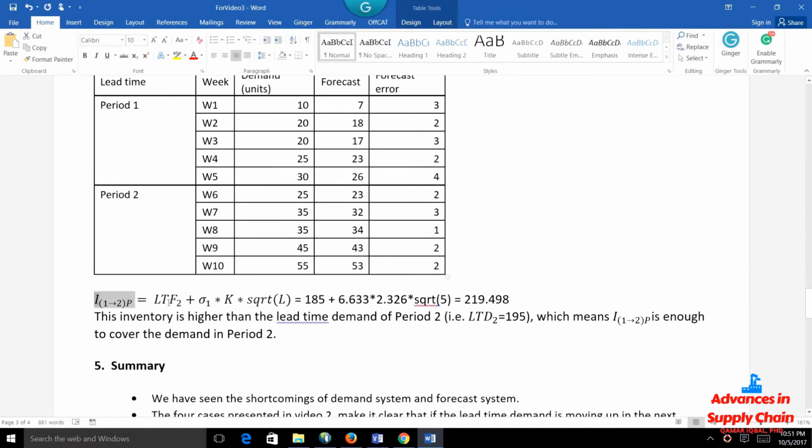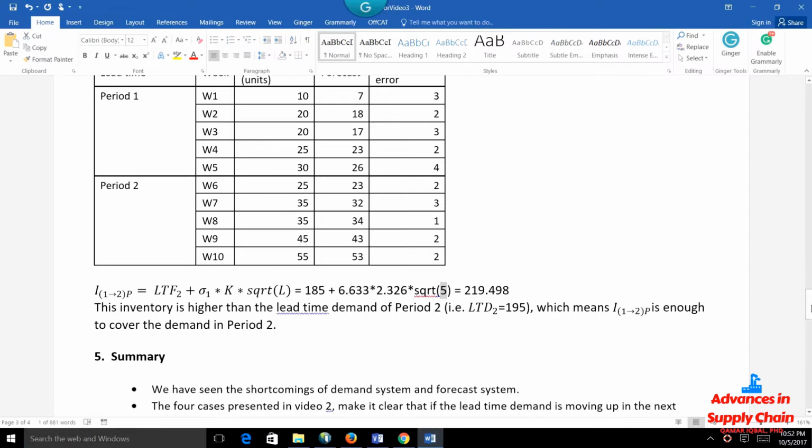Okay, so when we put in the inventory formula, LTF2, you need to sum up the forecast from week 6 to week 10, 185, and the safety stock formula. Also you need to know the standard deviation of demand for period 1, you know that, and the Z-score against 99% service level, and you have lead time for period 1 as well as period 2, 5 weeks. So you get total inventory 219.49.